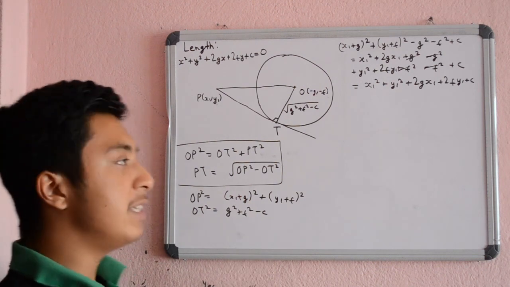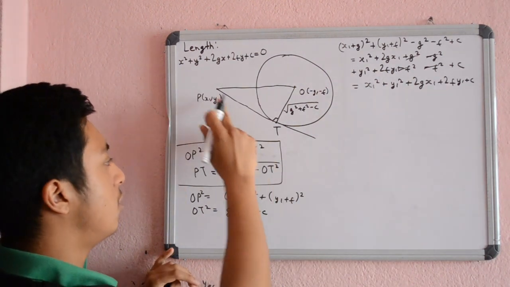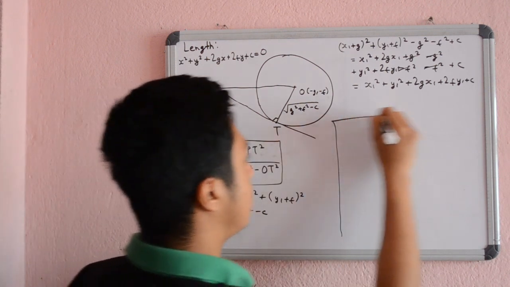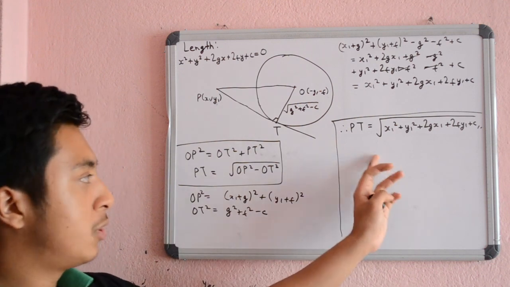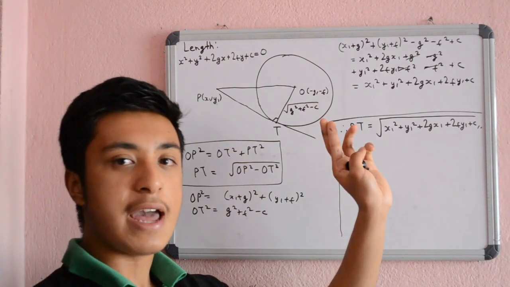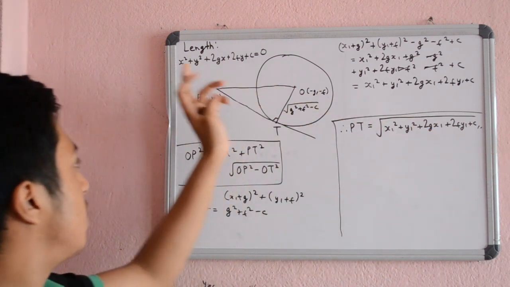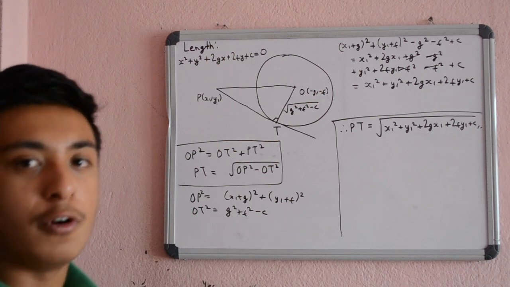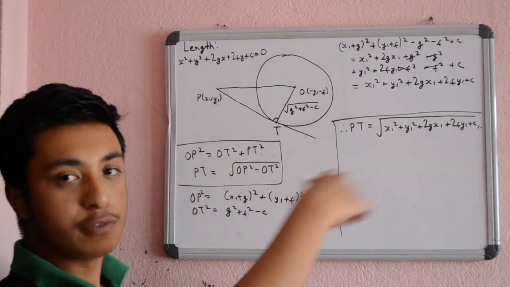That means PT is just the square root of that. And we have found our length of the tangent from a point. There we go. So this length over here is just root x1 square plus y1 square plus 2gx1 plus 2fy1 plus c. So you'll notice that this is just the equation of the circle, but for a point x1, y1, and it's just a square root version of that.